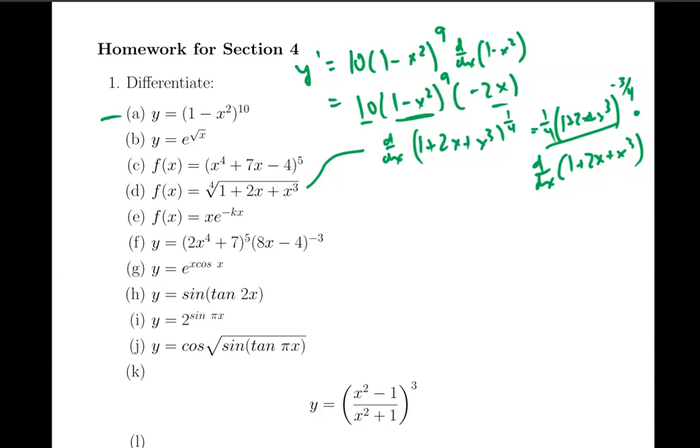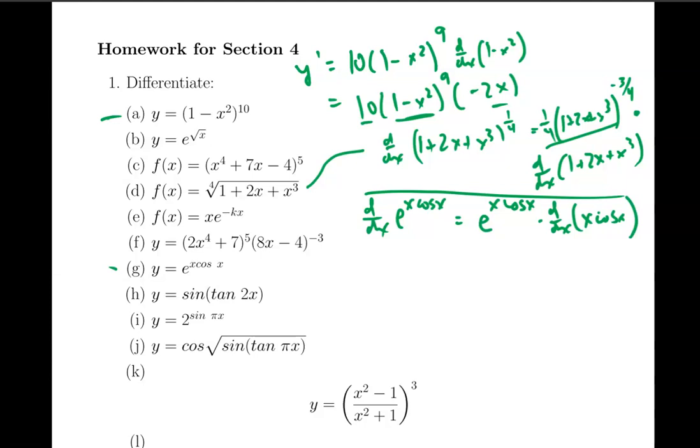Okay. Let's take a look at G. That looks a little more challenging. So the derivative of e to the x cosine x is basically a chain rule, of course, because it's e to a function. So the derivative of the generalized rule here is e to the function. It's always a copy of itself times the derivative of the function.